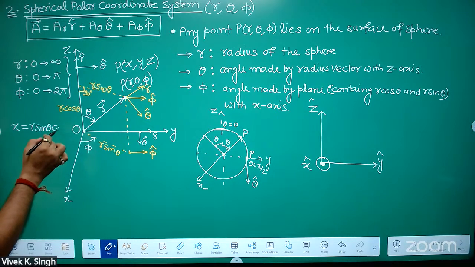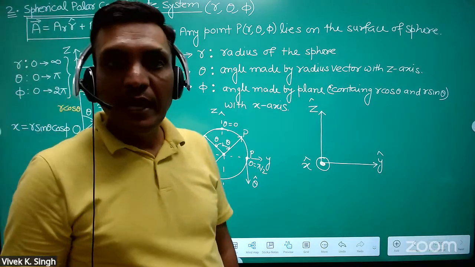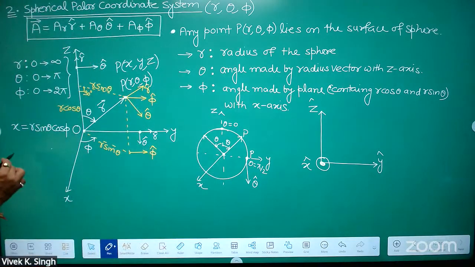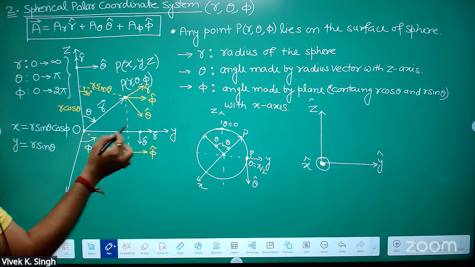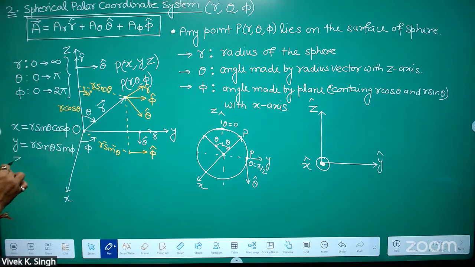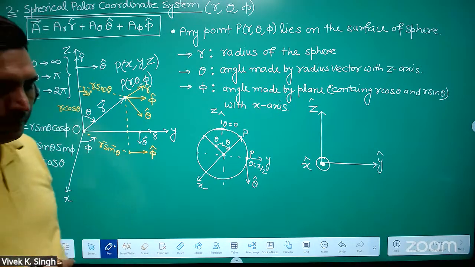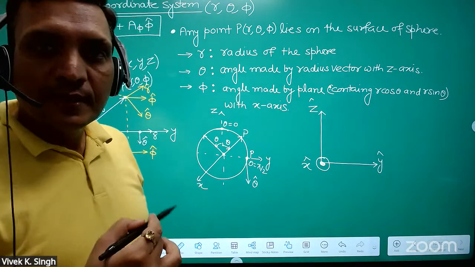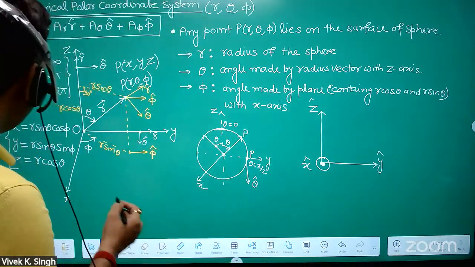So you have to remember how x is related with r, theta, phi. x is r sine theta cos phi. What will be y? In the perpendicular direction, the projection will be sine phi, so y is r sine theta sin phi. And z, we have already seen, is r cos theta. So if you know r, theta, phi, you know x, y, z. Or sometimes if x, y, z is known, you find r, theta, phi.